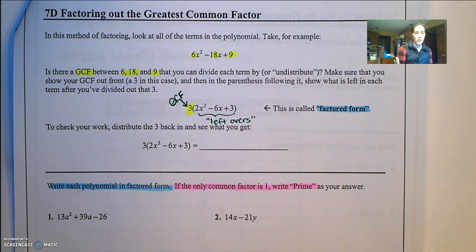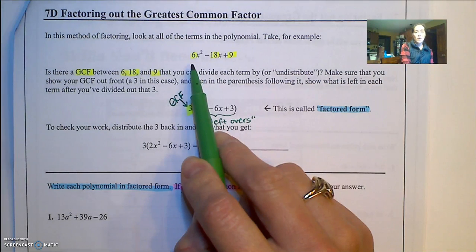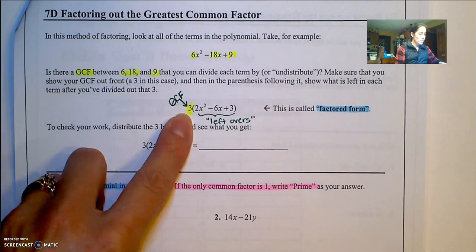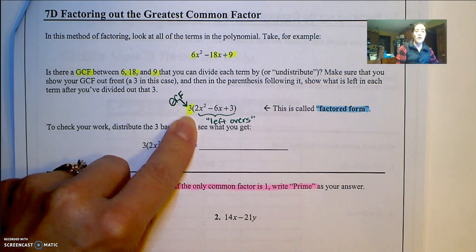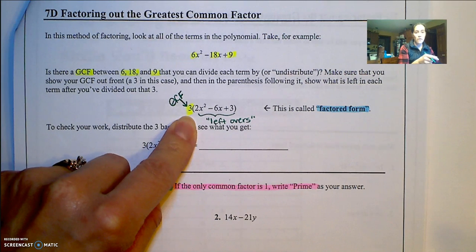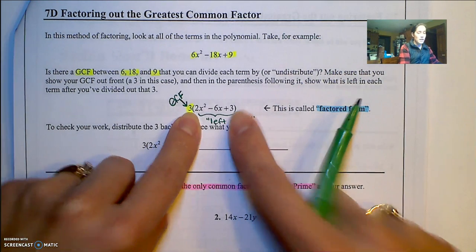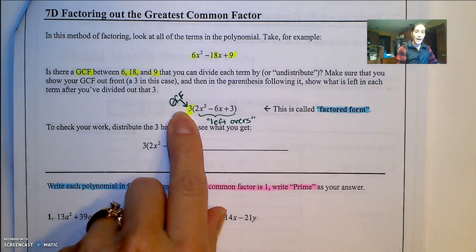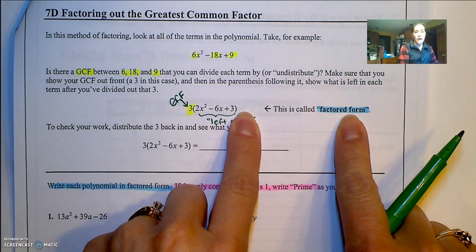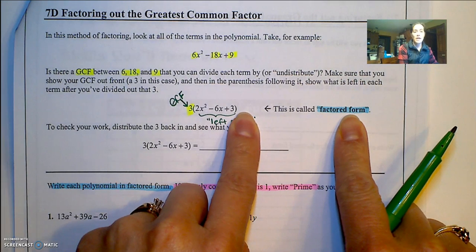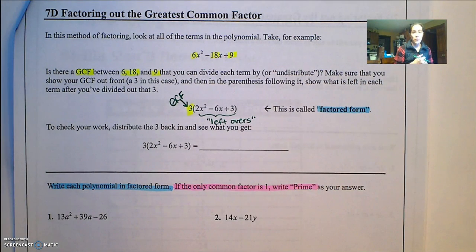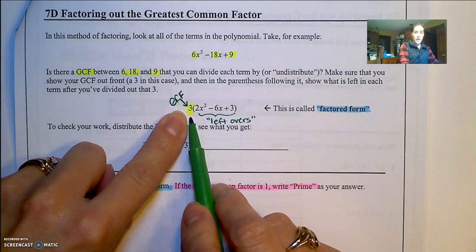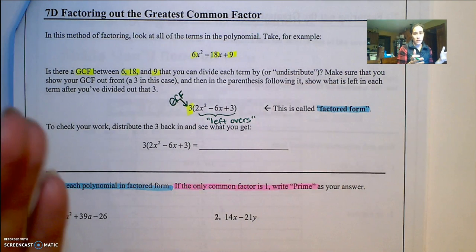So this is a quadratic trinomial, and we want to figure out what is the greatest common factor between 6, 18, and 9. Well, it would be 3. So notice we're going to write the greatest common factor outside of the parentheses, and then inside the parentheses you're going to write whatever you have left over. So this entire expression is called factored form. So if the instructions say write each polynomial in factored form, you're not just going to give the GCF. You give the GCF on the outside and then the leftovers on the inside.